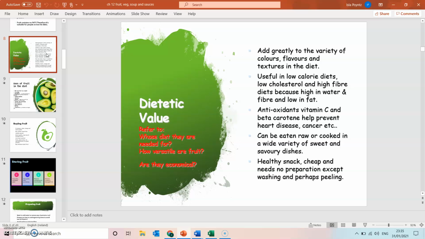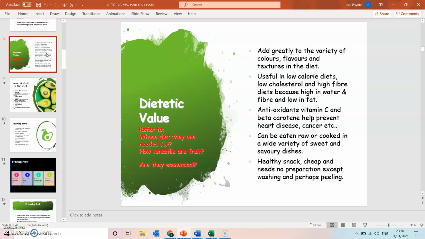Discuss the dietetic value of fruit and vegetables. So you'd need to give a point on cost, age, versatility, availability, and nutrition. Okay, so I have summed that up in 3 points there. Whose diet they are needed for and why. How versatile are fruit, and are they economical?